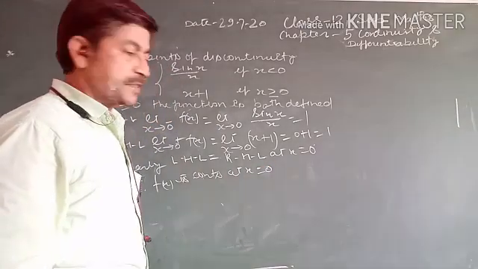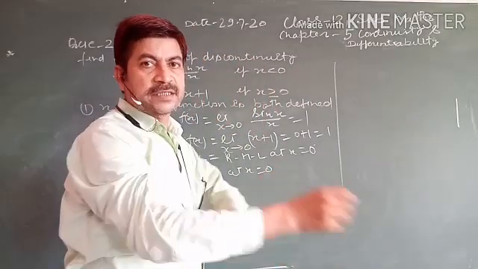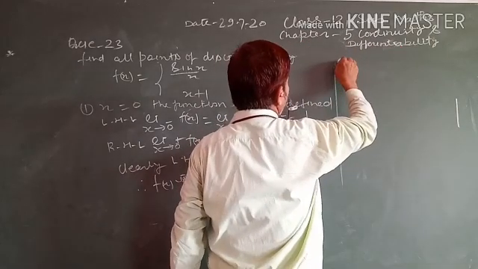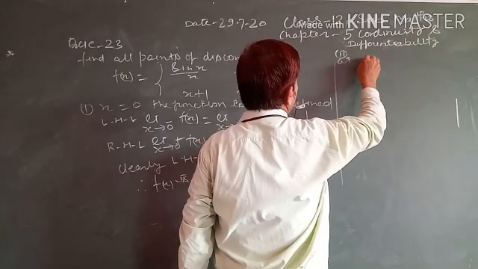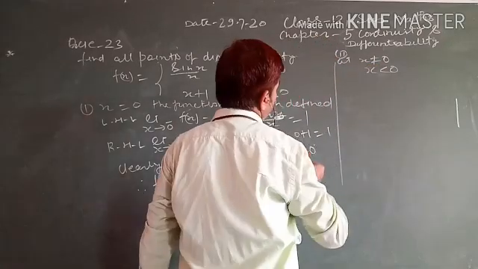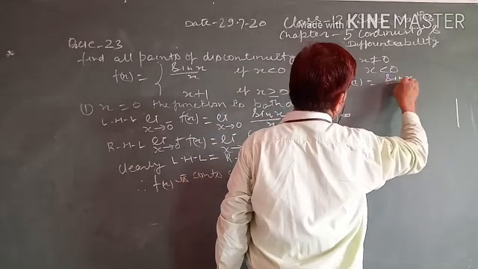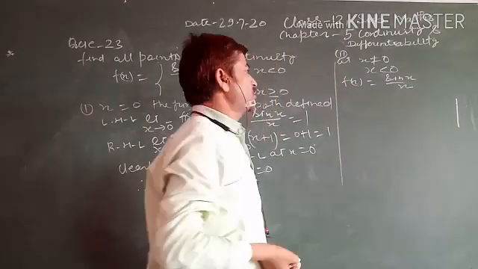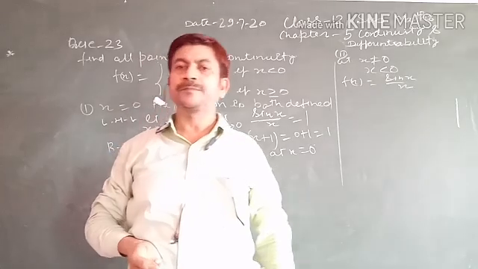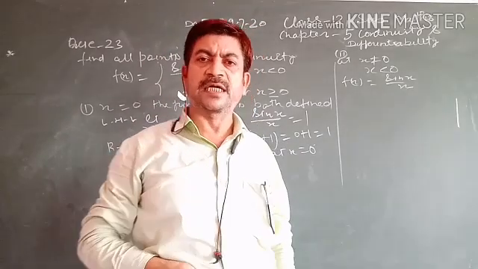Now, its second condition, x not equal to 0. For x less than 0, the function is f(x) equal to sin x upon x. As we know, students, in an interval, that is for infinite values of x, a function is always continuous.